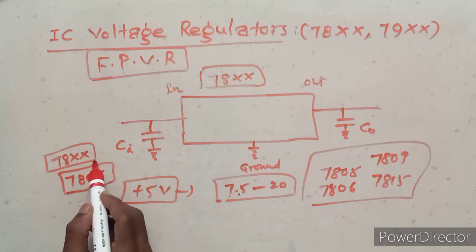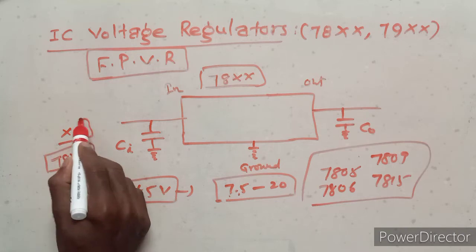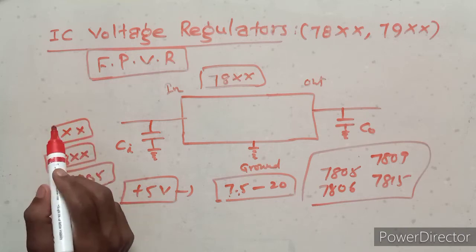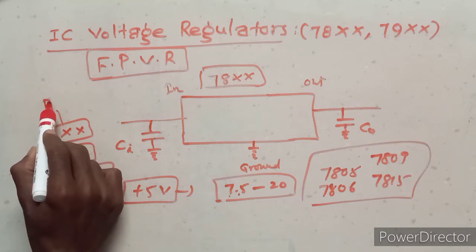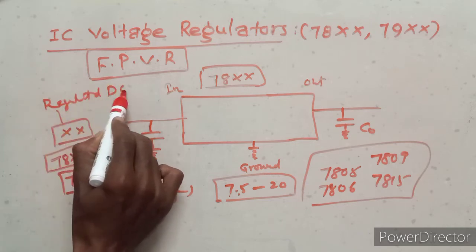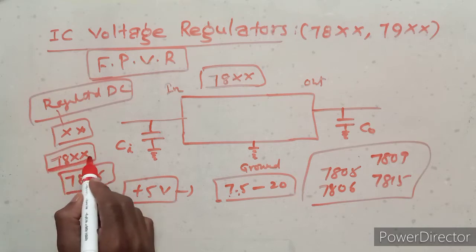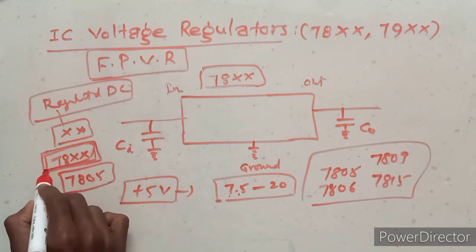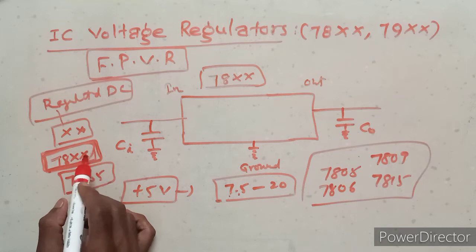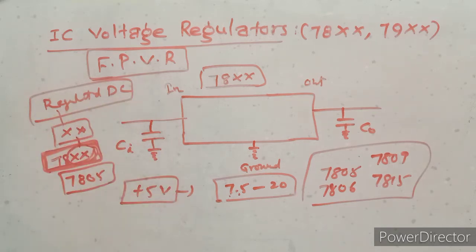Here, in the 78XX IC, the term XX denotes the regulated DC output voltage.